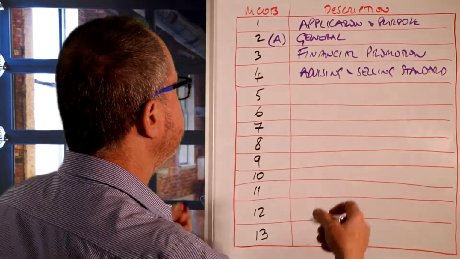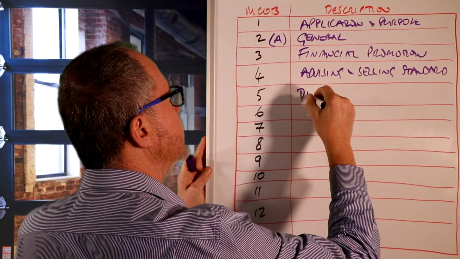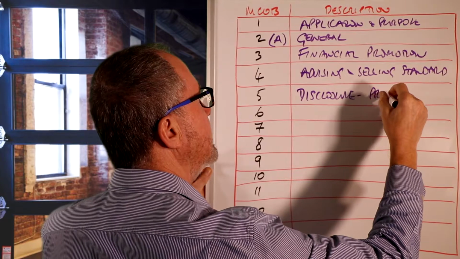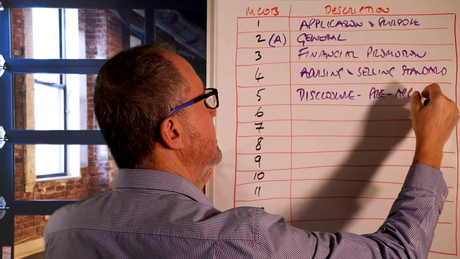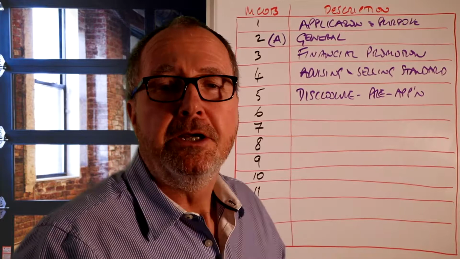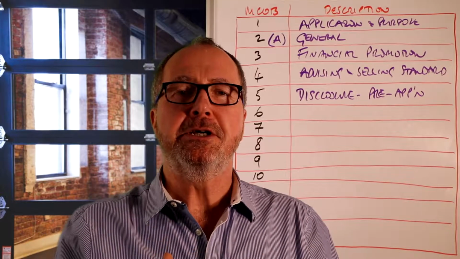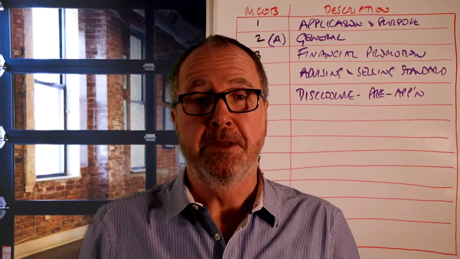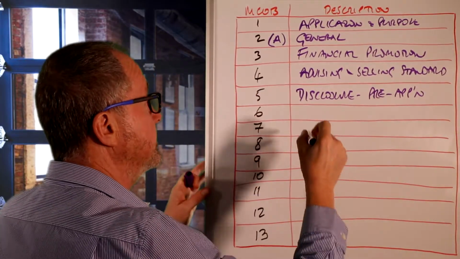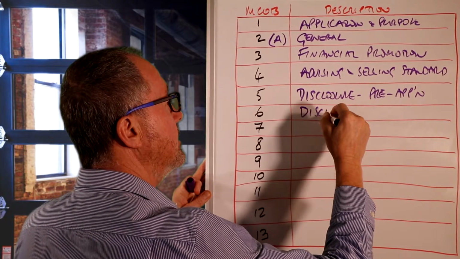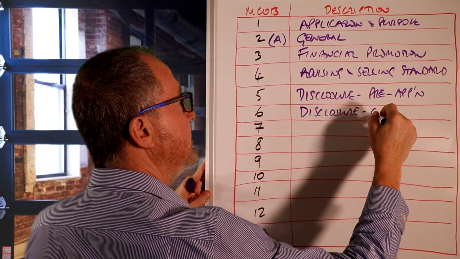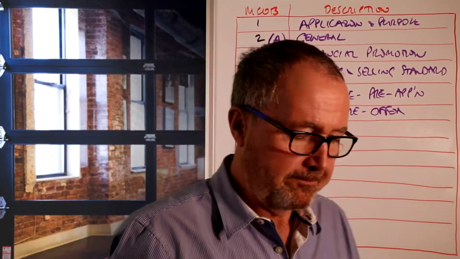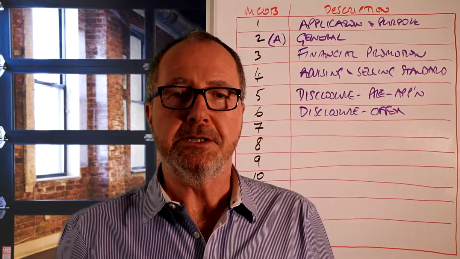MCOB 5 is disclosure. There's a number of disclosure MCOBs. Now this one looks at pre-application. So before you apply for the mortgage, you need to disclose certain information, certain costs, etc. That's known as MCOB 5 disclosure. MCOB 6 is also disclosure. But this one is at the offer stage. And that talks about what you put in the offer, the binding offer, the new ESIS, that sort of thing comes into it as well.